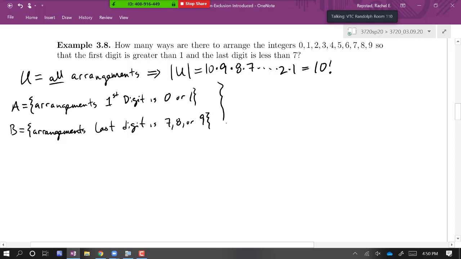With this in mind, what we want are all the arrangements that are not included in A and not included in B, because we want the number of arrangements where the first digit is greater than 1 and the last digit requirement is met too, both of those requirements. So the arrangements we want cannot be included in A and they cannot be included in B. So we want the size of A complement intersect B complement, or the size of the complement of the union.